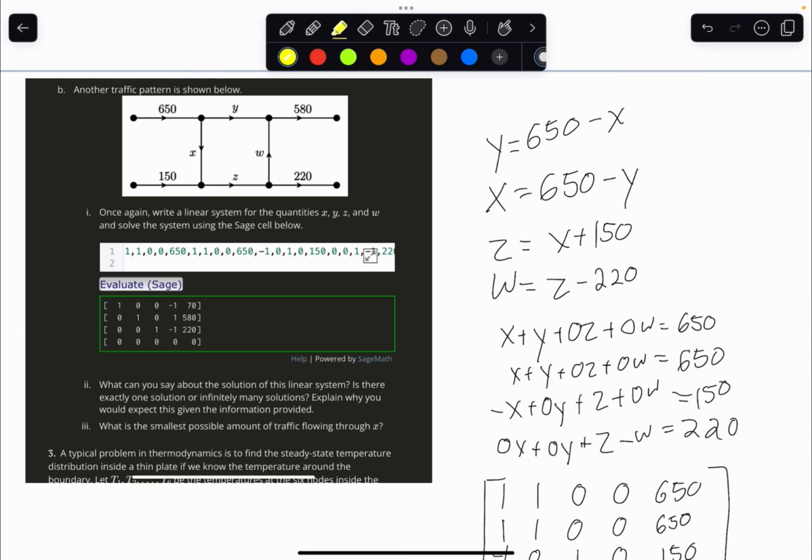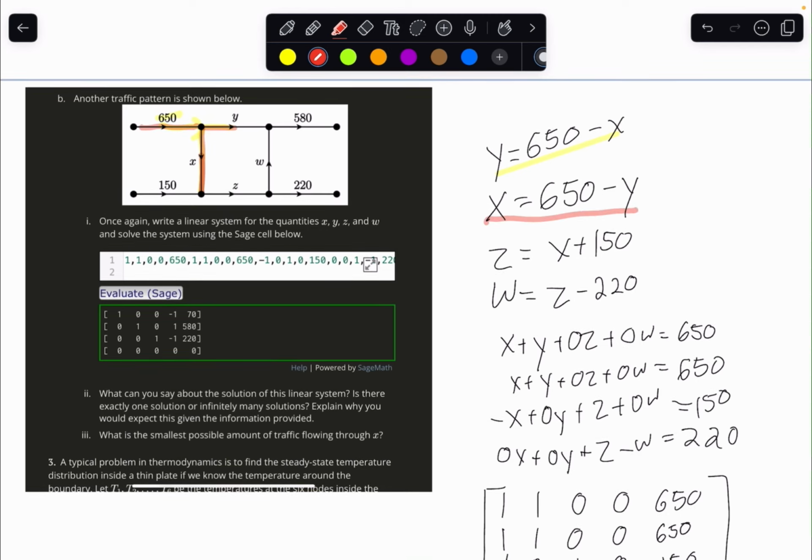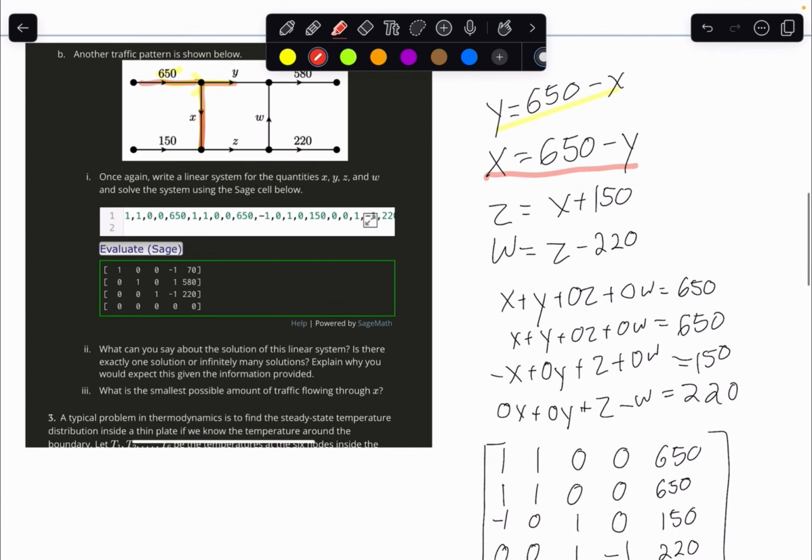So for this one, I started it out just like the other one. First, we're going to say 650 is going into y. It can either go into y or x. So I'm going to express this as y. So y is equal to 650 minus x. Okay, and now x comes from this 650, goes into x, or it goes into y. So I expressed this here as the 650 minus the y is equal to the x value.